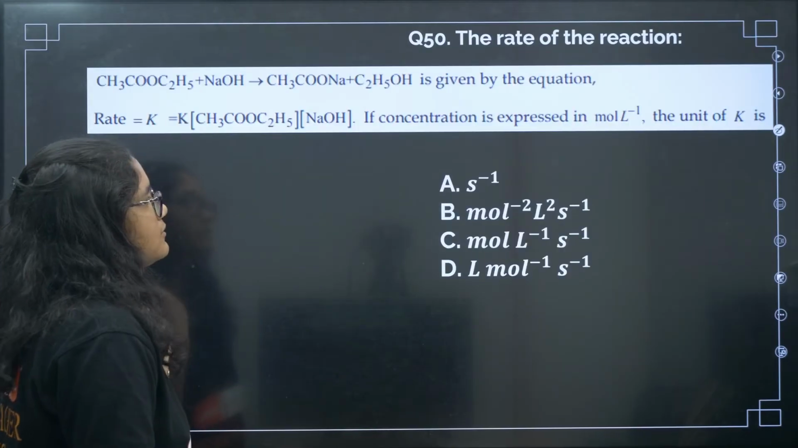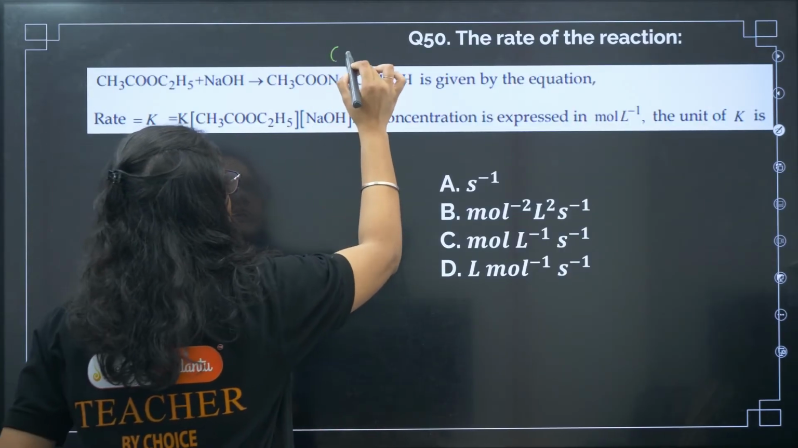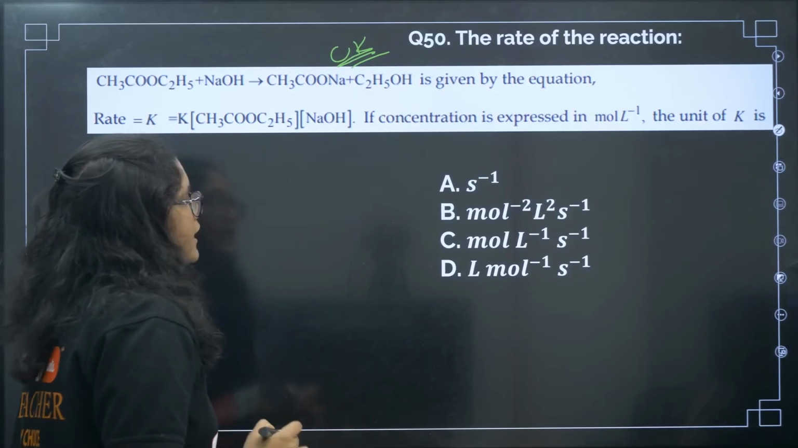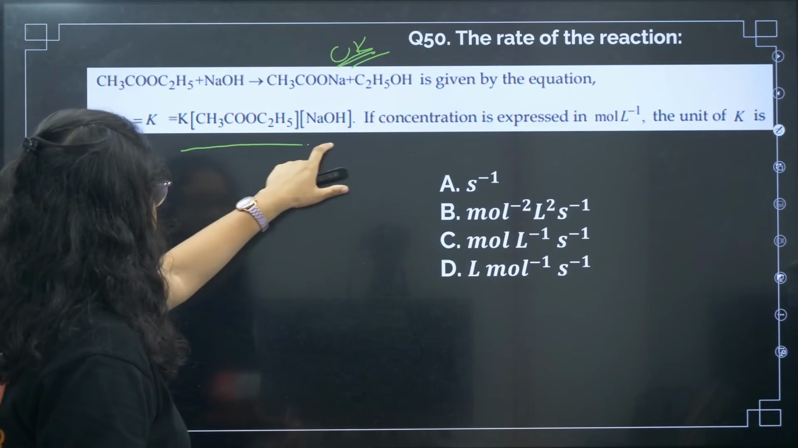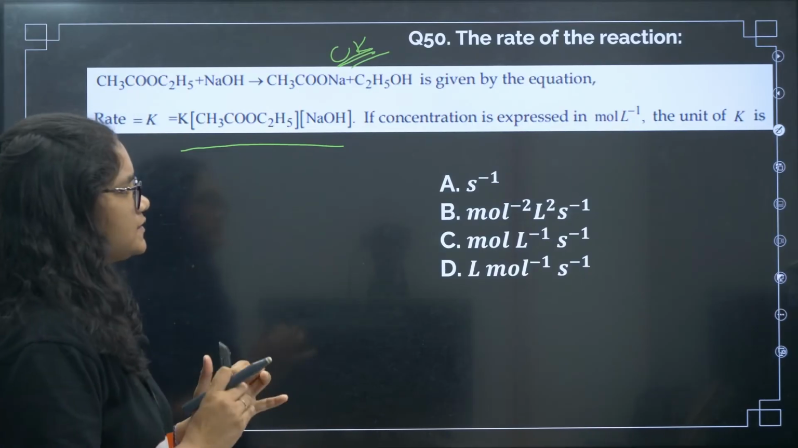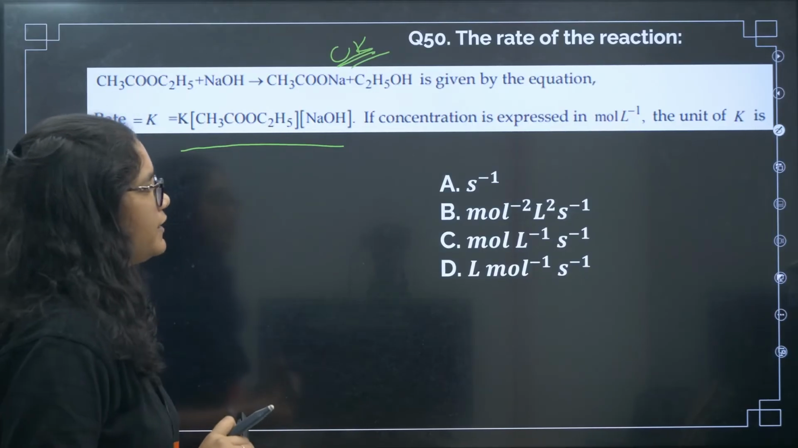Now coming to question number 50. Again the question is from chemical kinetics. The rate of the reaction. Here one reaction is given, the equation is given here. If the concentration is expressed in moles per liter, the unit of rate constant is.